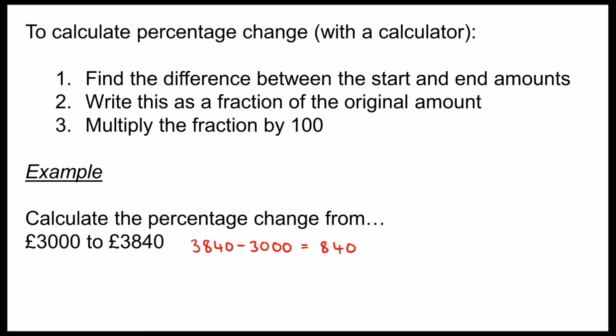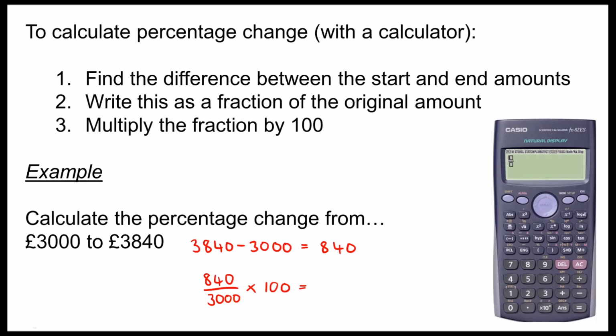The next step is to write this change, which is 840, as a fraction of the original amount we started off with, 3,000. We then need to times that by 100 to convert it to a percentage and use our calculator to work it out. So I'll get my calculator, I use my fraction button, with 840 on the top, 3,000 on the bottom, and then times that by 100. We get an answer of 28.